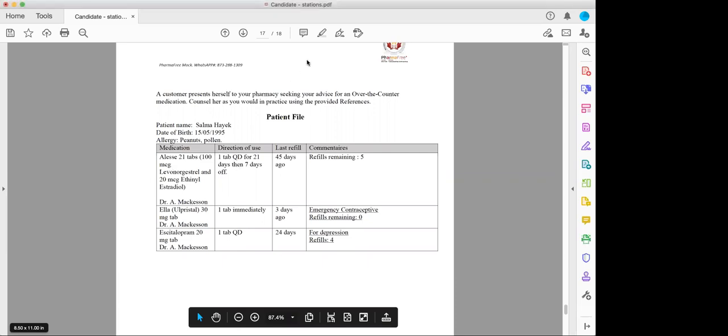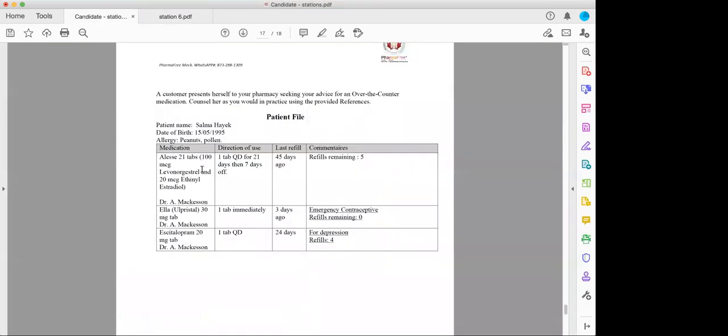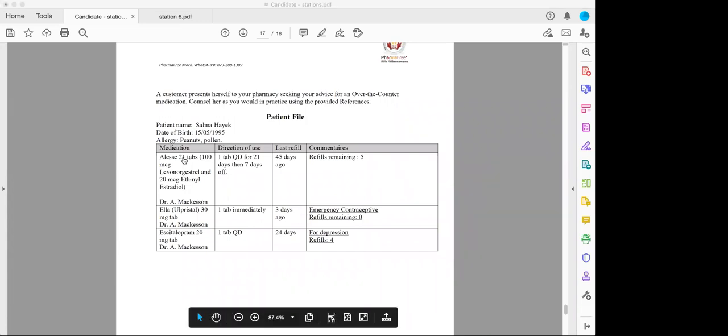Perfect. So I just want to go back to Ella. Why did you take Ella and not the plan B? I took Ella as per recommendation from the doctor. I mean, why didn't you just come to the pharmacy and take the plan B? Why did you go to the doctor? I had the chance to go to the doctor and he prescribed me this one. Okay, my dear. Salma, I need to ask you about your weight. My weight is like 50 kilos. Okay. I'm checking my reference now.